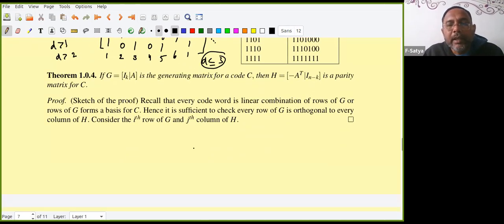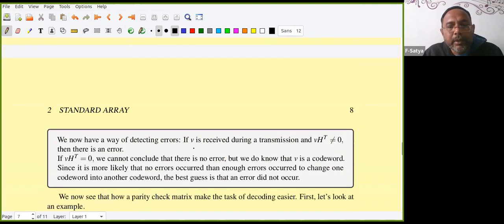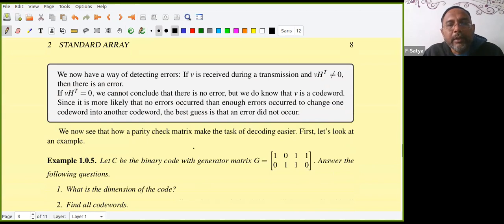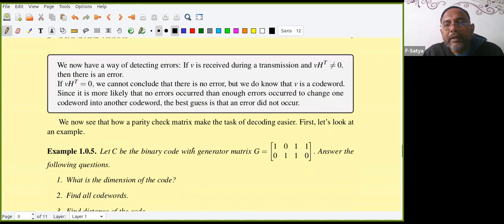So if G equal to [I_k A] is the generator matrix for the code, then H equal to [minus A transpose, I] is the parity check matrix. You can simply multiply it and check. Okay, so the way of detecting errors: V is received during the transmission, right? That means V times H transpose is not equal to 0. I said earlier like this, right? H times V transpose.